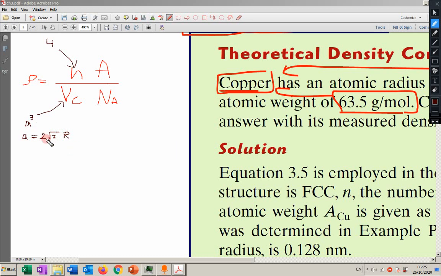Now cube this one. You're going to get this one somewhere. I'm going to talk about the units to see how it works here. Now, on the other side, A, we know it because of the kappa. We have 63.5. So the unit for this one is gram per mole. The Avogadro number is atoms per mole. So we know this one as well.